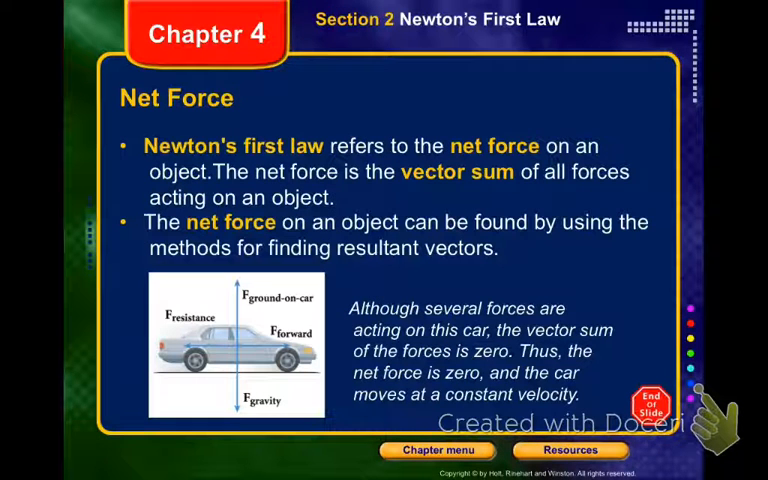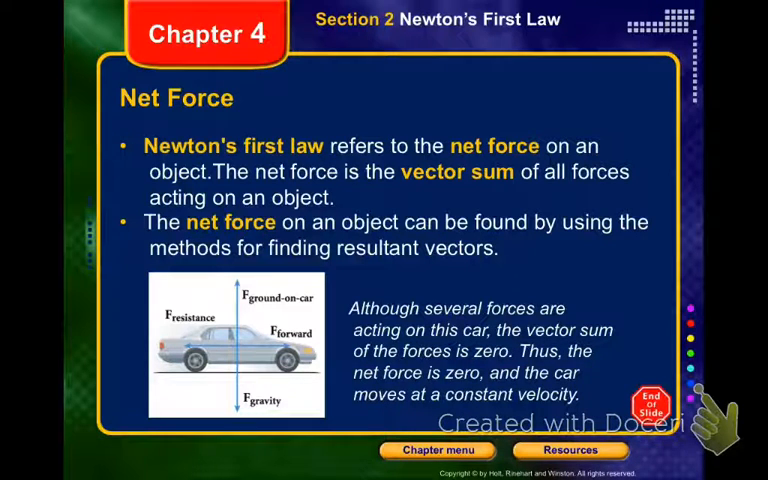So now we're going back to the same example we looked at earlier in section 1. They've added one more piece to this puzzle, that's force going forward. We talked about the gravity, the ground, the resistance, force going forward, because in the previous section it looked like it was moving forward and is going to hit a wall. The first law refers to the net force, which is the vector sum of all forces on the object. That's what we said. And it says the net force on an object can be found using the methods for finding resultant vectors.